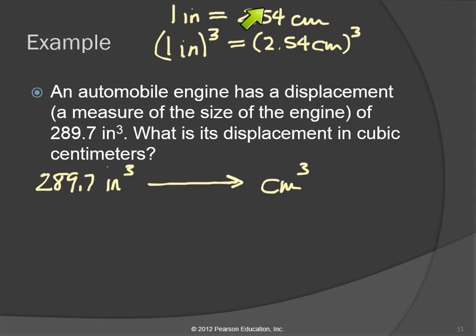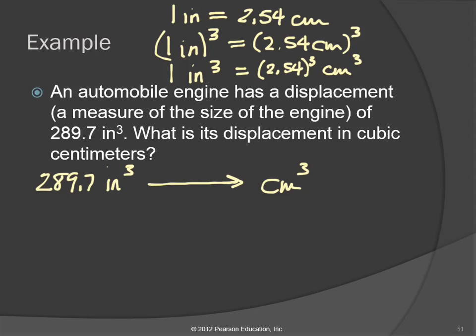This is what we call an equality. These two things are equal, like a balance beam or a teeter-totter. And if you do the same thing to both sides, it remains equal. So here, I cubed this side, I cubed that side. So what is 1 cubed? 1. So this is 1 cubic inch. And over here, both of these get cubed, the 2.54 and the centimeters. So we have 2.54 cubed centimeters cubed.